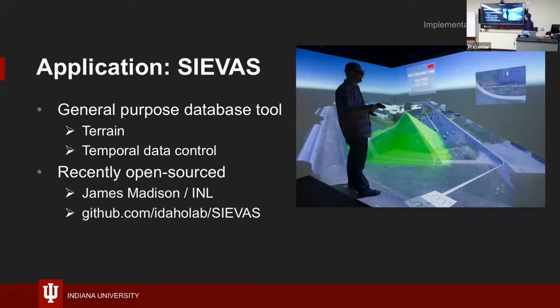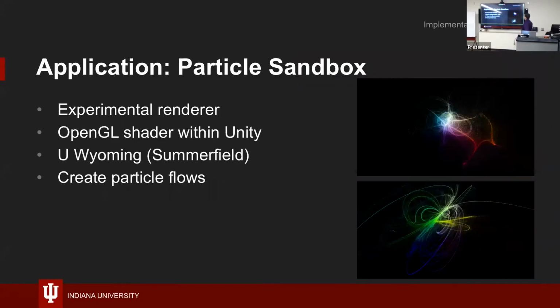Getting close to wrapping up our non-head-mounted display stuff, CVIS is a tool that's a joint project from James Madison University and Idaho National Lab. It's open sourced. It's mostly for looking at terrain data and temporal data. So if you have, say in this case, a drone that was flying over and scanning a point cloud of the data, you can go back and watch the drone move and control it and see what the data was at different places in time. And that's an open source project on GitHub.